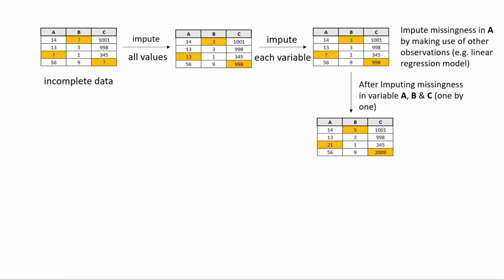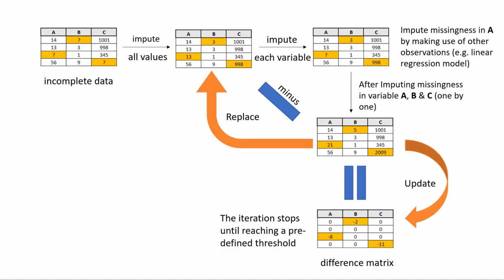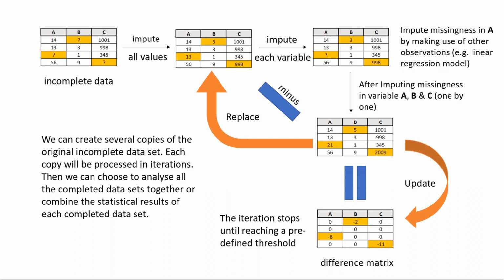We do this one by one until we get complete data. Then we subtract the second imputed dataset from the first imputed dataset to get the difference matrix. In order to make the difference close to zero, we iterate the whole process until a predefined threshold is met. We can create several copies of the original incomplete dataset. Each copy can be processed in iterations. Then we can choose to analyze all the complete datasets together or combine the statistical results of each complete dataset.